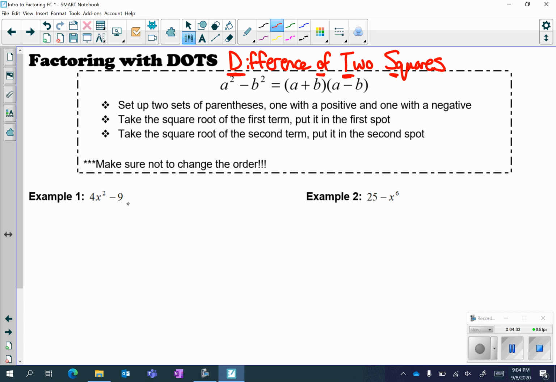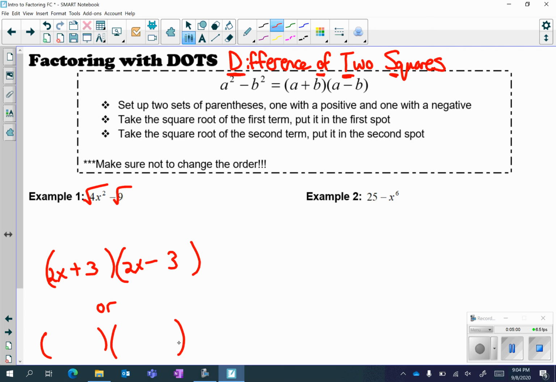In order to do this, you're going to set up 2 parentheses. You're going to put a plus in one and a minus in the other, and you're going to take the square root of both of them. The square root of 4x squared is 2x. The square root of 9 is 3. And you're done. It doesn't matter which order this comes in because of the commutative property of multiplication.